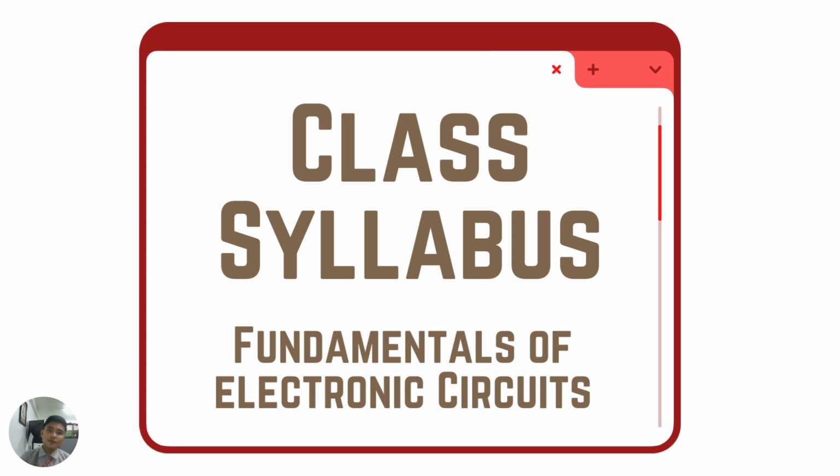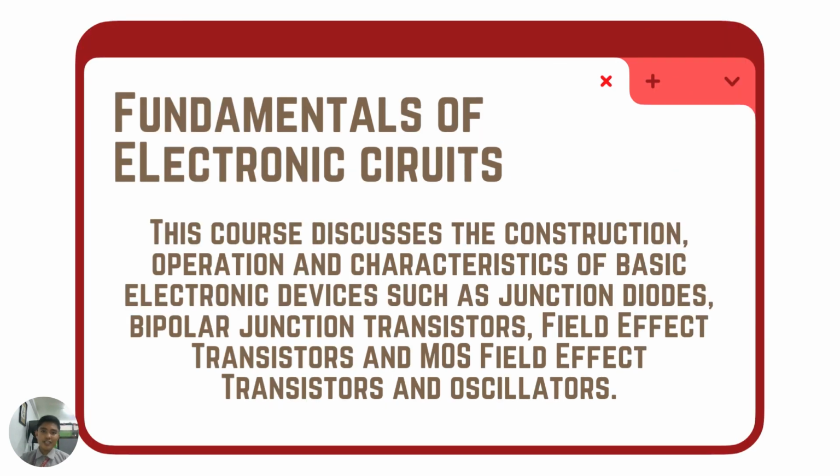Okay, so for this course, the fundamentals of electronic circuits, this course discusses the construction, operation, and characteristics of basic electronic devices such as junction diodes, bipolar junction transistors, field effect transistors, and metal oxide semiconductor field effect transistors, as well as oscillators. Okay, so we have here the term junction diodes.